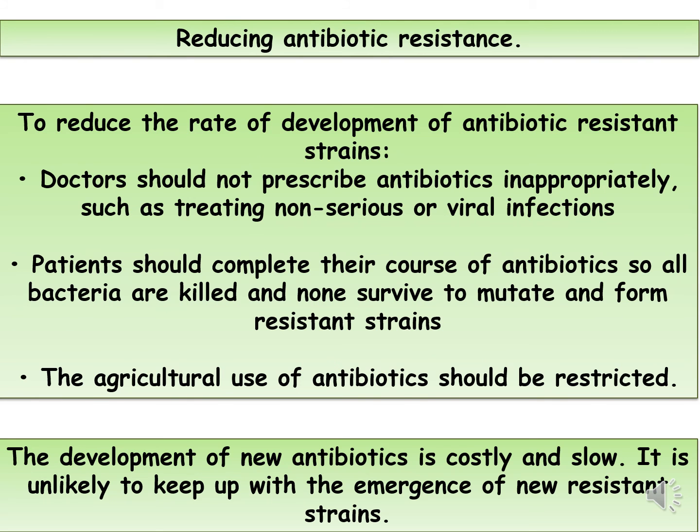To reduce the rate of development of antibiotic-resistant strains, doctors should not prescribe antibiotics inappropriately, such as treating non-serious or viral infections. Patients should complete their course of antibiotics so all bacteria are killed and none survive to mutate and form resistant strains. The agricultural use of antibiotics should be restricted. Now, the development of new antibiotics is costly and it takes a very long time to happen. It's unlikely to keep up with the emergence of new resistant strains.